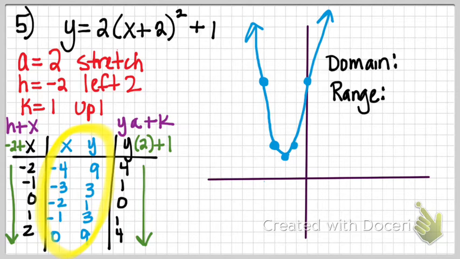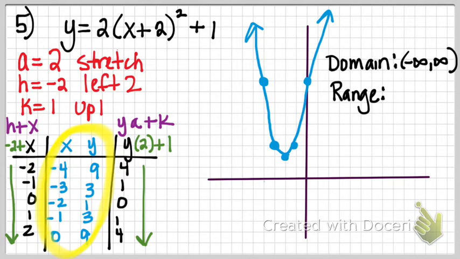What would your domain be? Yep, your domain never changes for a square, for a quadratic or parabola. So this is all real numbers. But your range, what's your lowest y value? How low does this y value go? +1, right? Yep. And it's K that is going to control your range.